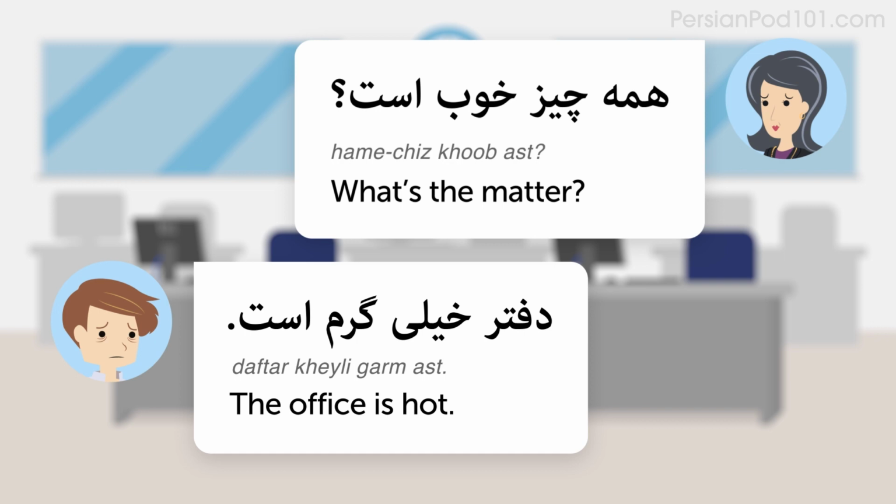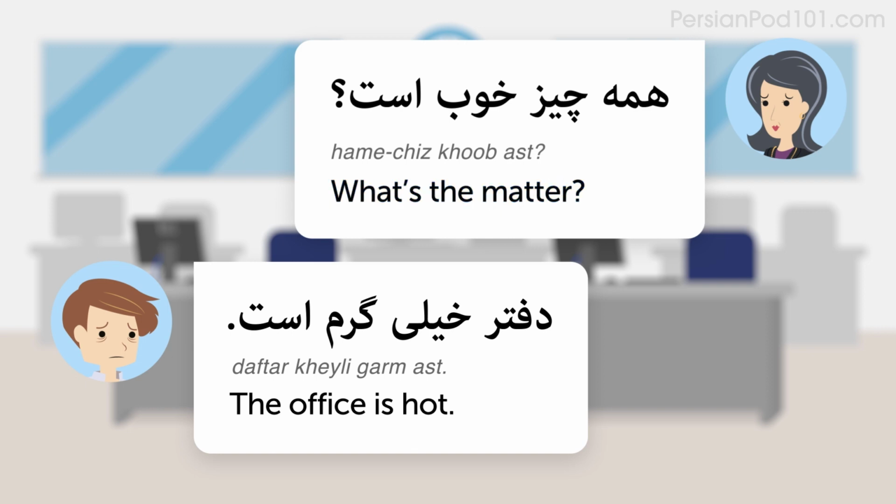First of all, you'll need to learn how to say, what's the matter? That's همه چیز خوب است؟ Listen to it again. This Persian sentence literally translates into, is everything okay? But it means, what's the matter in English?